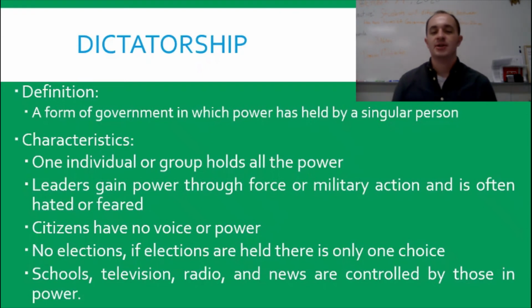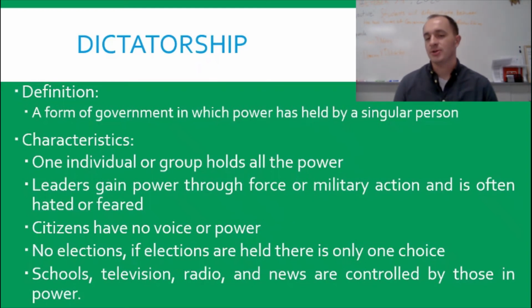Some characteristics of dictatorships: one individual or group holds all the power. Leaders can gain power through force or military action and are often hated or feared. Citizens have no voice or power. If you speak out against the dictatorship or the dictator, you are often removed or punished in some way. No elections, and if elections are held, there is only one choice, or they are rigged. And then schools, television, radio, and news are controlled by those in power and are only allowed to say certain things that are approved by the dictator, or they are given things specifically to say.